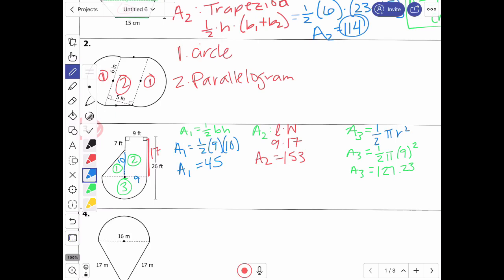So if I take all of these and add them together, 1, 2, and 3, and add them together, 45 plus 153 plus 127.23, I would get a grand total of 325.23 feet squared.